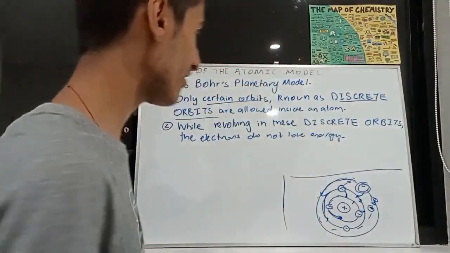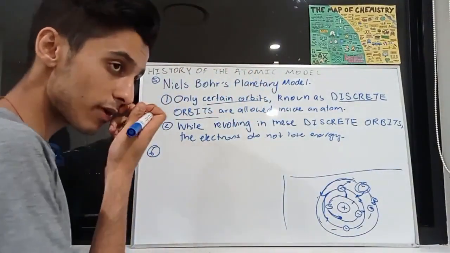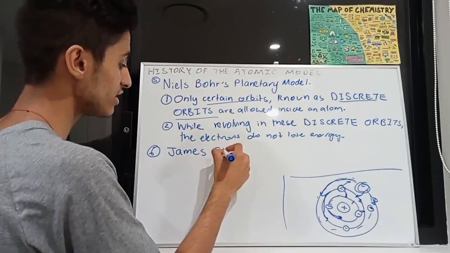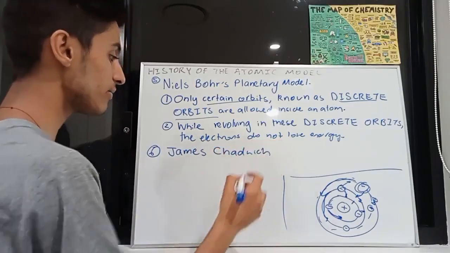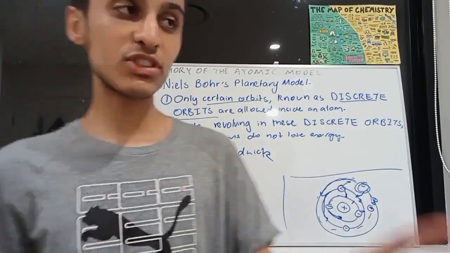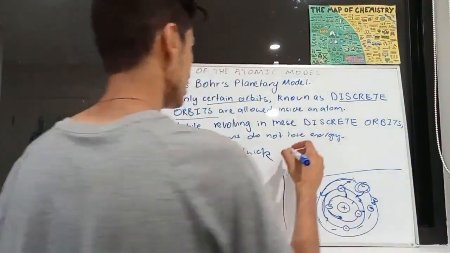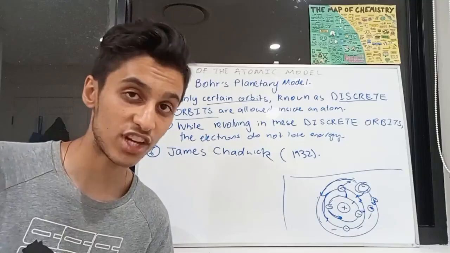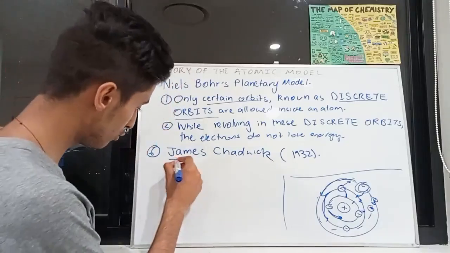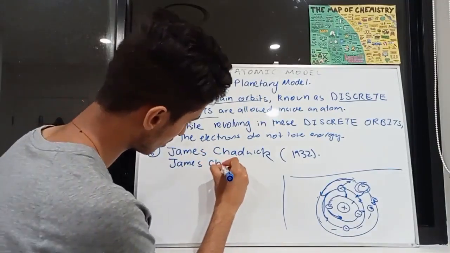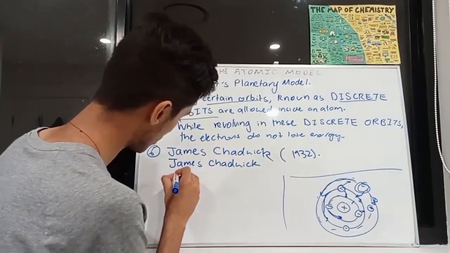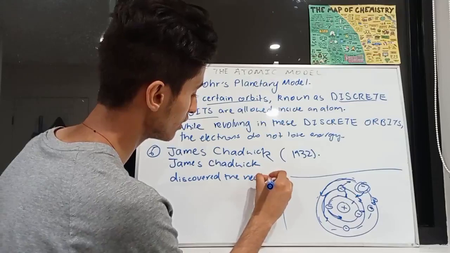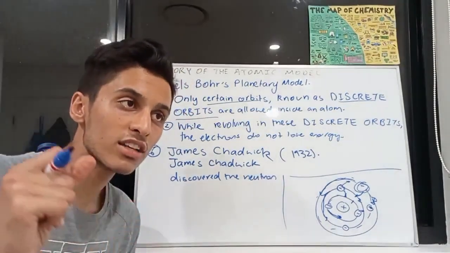But before that, I think it's very important to recognize another key scientist on the way, James Chadwick. Now, what did he do? James Chadwick came up with the neutron in 1932. Okay? So if someone asks you about James Chadwick, say James Chadwick discovered the neutron, a subatomic particle.